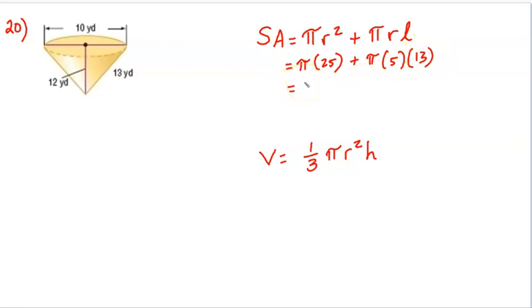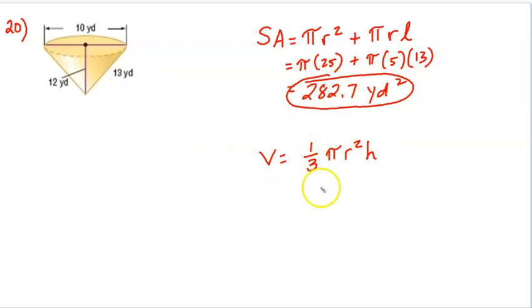And now we'll just go to our calculator. And let's see what we get. So it's 25 pi plus 65 pi. And our directions are to round to the nearest tenth. So it looks like it's going to be 282.7. And it's square yards.